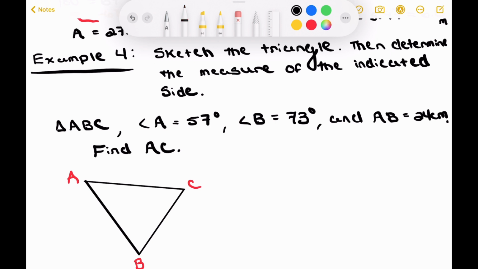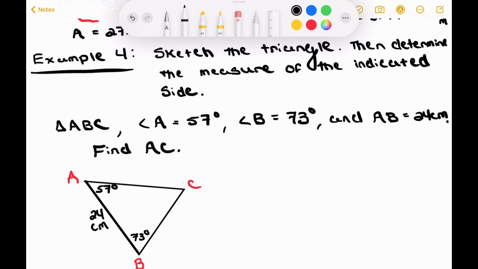Thus, when we fill in what angles are at each, we said angle B is 73 degrees, angle A is 57 degrees. And then the side length AB, or the one that connects vertices A and B, so this one in particular, is going to be 24 centimeters. So we would write 24 centimeters. Okay. Now we have our triangle set up.